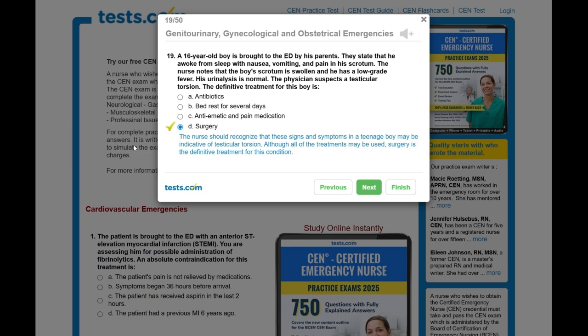D. Surgery. The nurse should recognize that these signs and symptoms in a teenage boy may be indicative of testicular torsion. Although all of the treatments may be used, surgery is the definitive treatment for this condition.